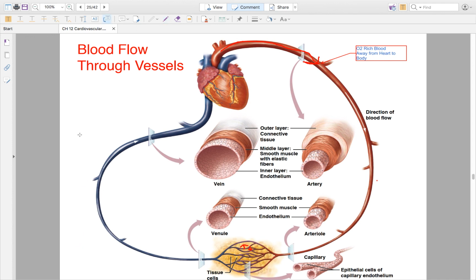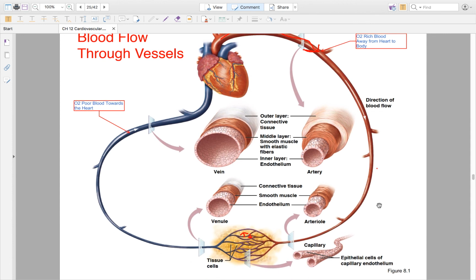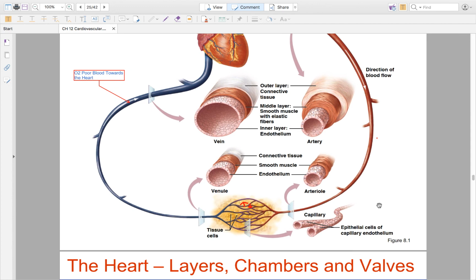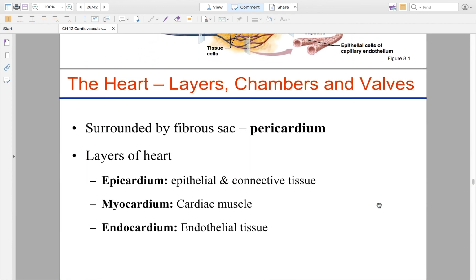So all of this blood is what you can call O2 poor blood towards the heart. Okay, great. Now, those are the vessels, the blood vessels, and in the next section we are going to talk about the heart.